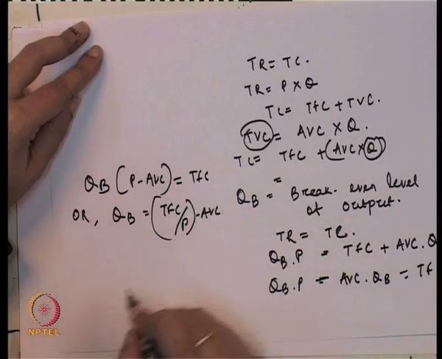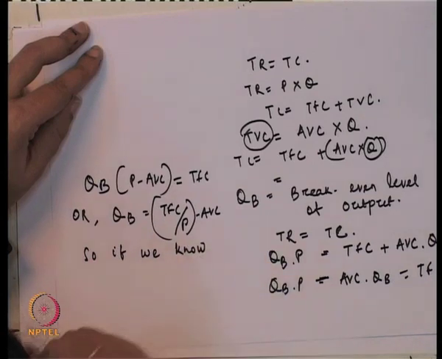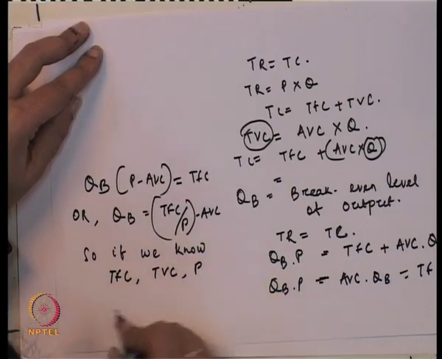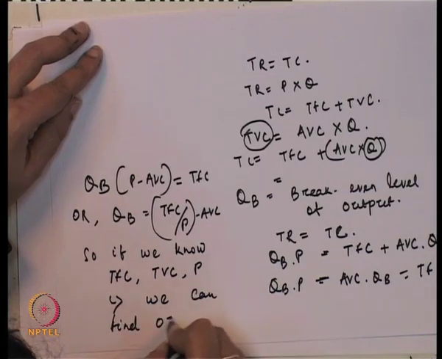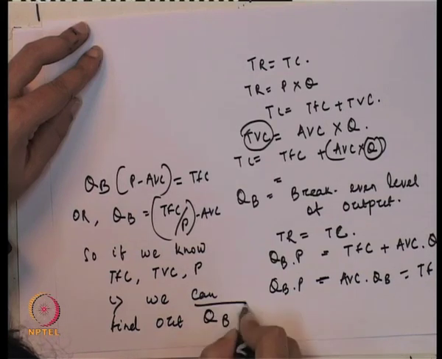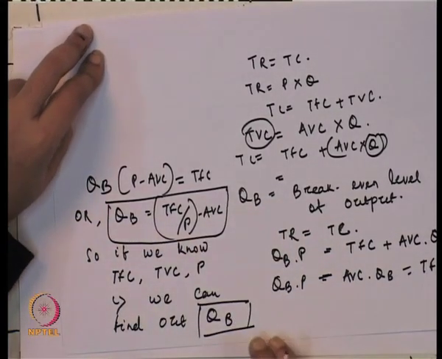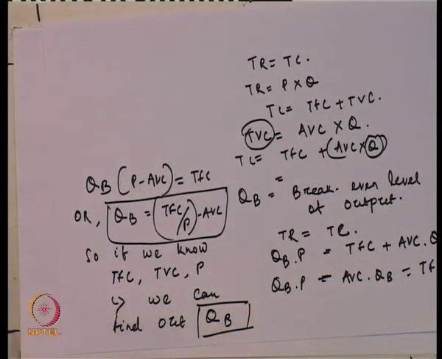So if the producer knows the level of TFC, the level of variable cost, and the price, then we can find the break-even level of quantity through QB equals TFC divided by P minus AVC. The algebra behind this is: if you know the fixed cost, the average variable cost, and the price, you can find out the break-even level of output.